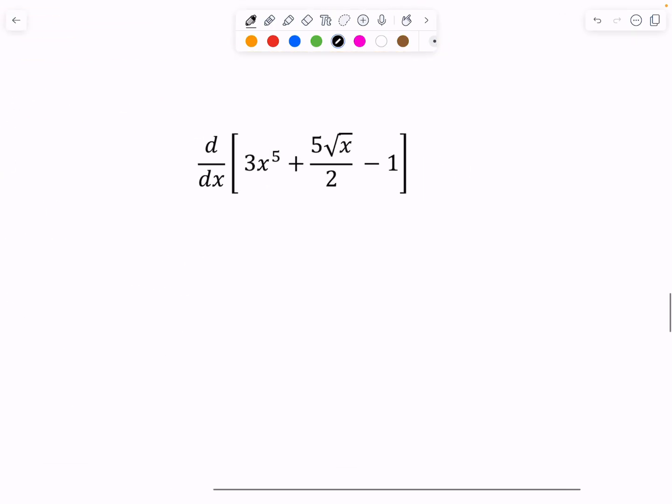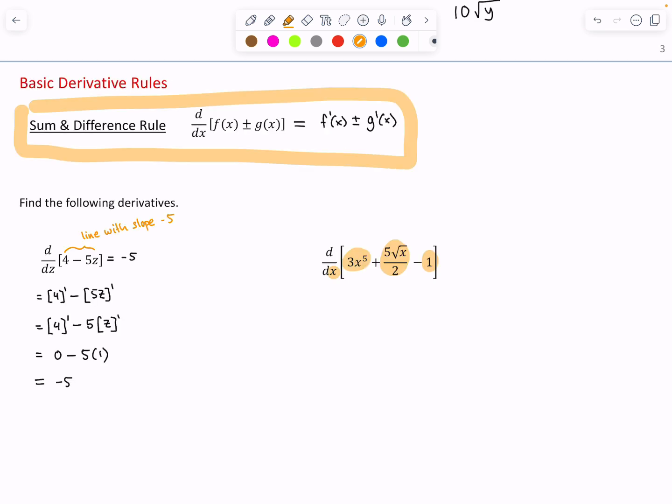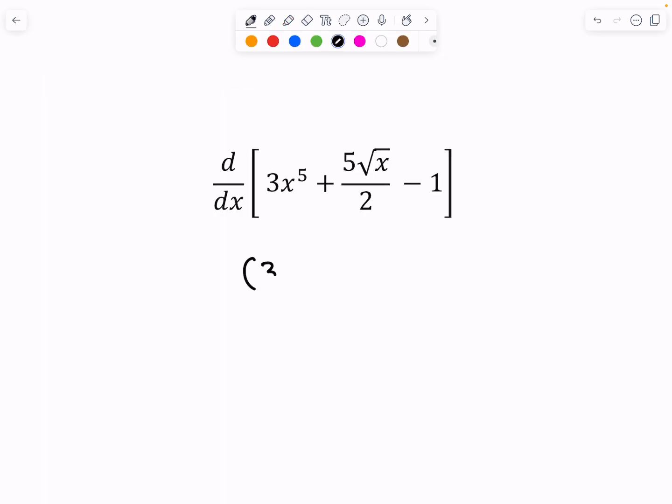In the next example, we have multiple terms. X is the independent variable. There are 3 total terms, a term, a term, and a term, that are being added and subtracted together. The rule on this page allows us to differentiate term by term when the terms are being added and subtracted together. So we can look at the 3x to the fifth as one function and differentiate it, and then plus. This middle term I'm going to rewrite as 5 halves times x to the 1/2, and then differentiate the middle term, and then minus, and then we can differentiate the third term all separately.